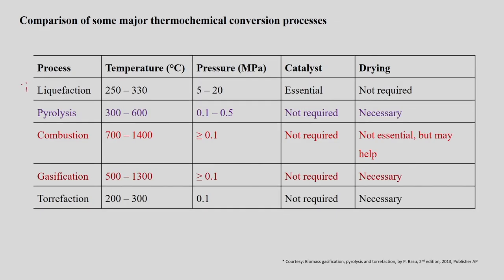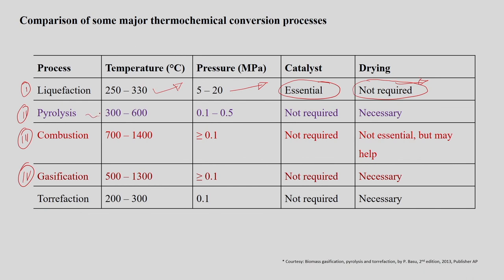So now, after understanding the different thermochemical conversion processes, if you just try to compare these thermochemical processes which are listed here, that is the liquefaction process, pyrolysis, combustion and the gasification, from this table it can be visualized that for the liquefaction process, the temperature requirement is relatively less, but it requires sufficiently high pressure for the liquefaction of the biomass. Essentially, it requires the catalyst for the conversion purpose, but it does not require the drying step to dry the feedstock and convert it into the product.